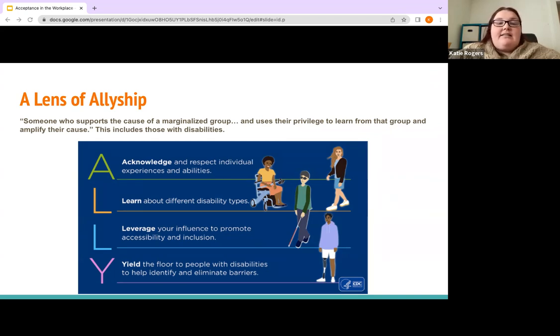The second L is leverage. Leverage your influence to promote accessibility and inclusion. You may have a bigger sphere of influence than somebody else, so you want to be able to leverage that to facilitate inclusion for all. And finally, the Y yields the floor to people with disabilities to help identify and eliminate barriers. This means, yes, using your privilege to leverage inclusion, but also giving people with disabilities the floor to be able to talk about their own experiences and their own barriers to employment as they see in regards to their disability.